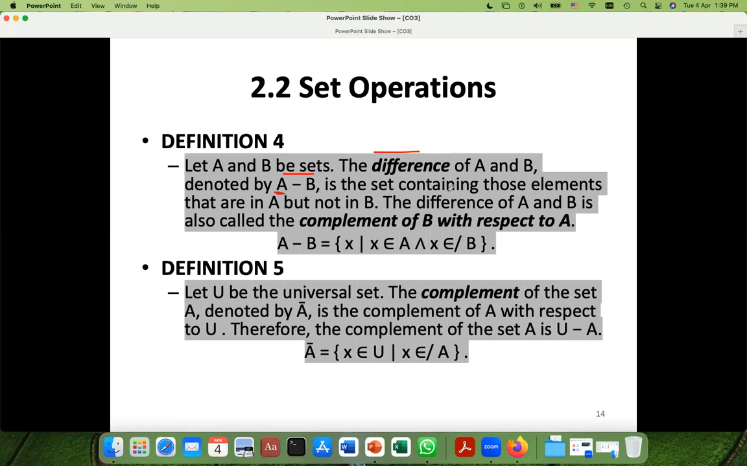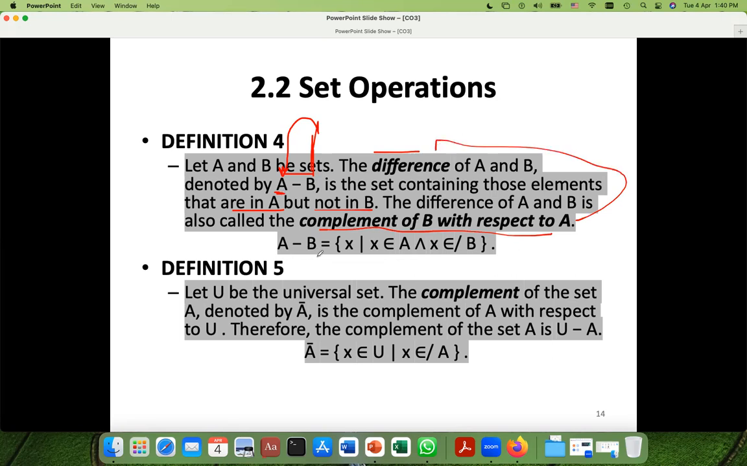A minus B is the set containing those elements that are in A but not in B. So the elements of B will be removed, and only the elements of A will remain. We can also give the difference another title: the complement of B with respect to A. So A minus B can be called the complement of B with respect to A. Don't say A to B, no. Complement of B with respect to A. So this is also another title for the difference.